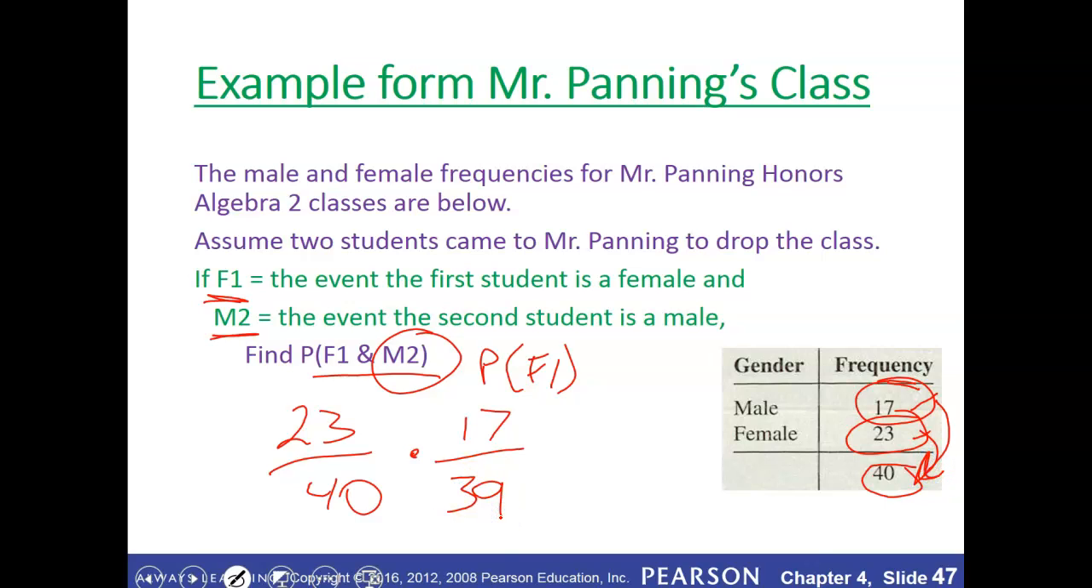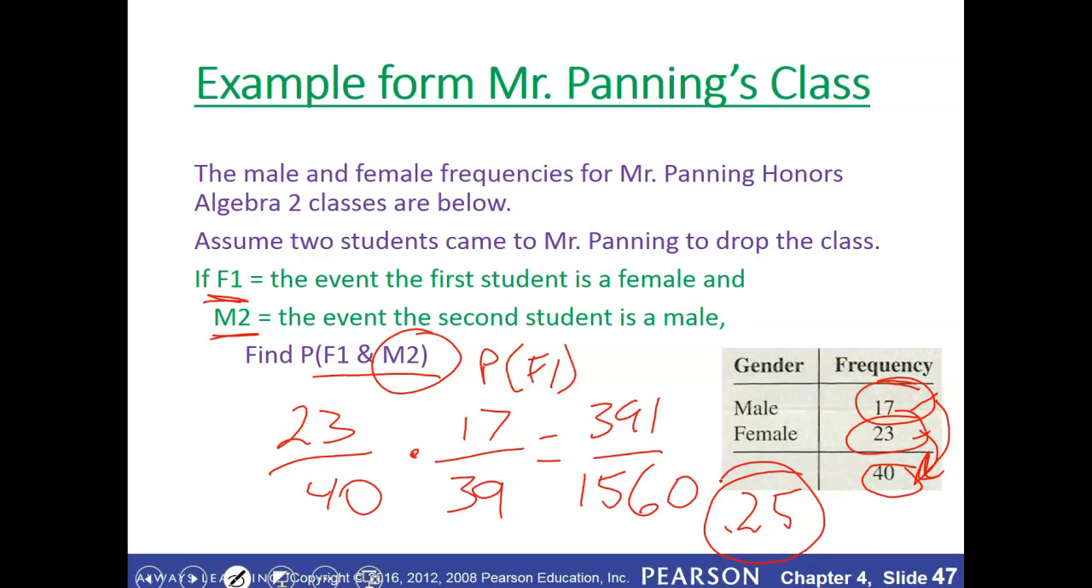And so the conditional probability of M2 given F1 would be 17 out of 39. And so then we're going to go ahead and multiply those together to figure out what the total probability would be. I can take 23 times 17, which is 391, and then divide that by 40 times 39, which is 1,560. And if I divide those two things, 391 divided by 1,560, we get 0.25. So really close to 0.25.